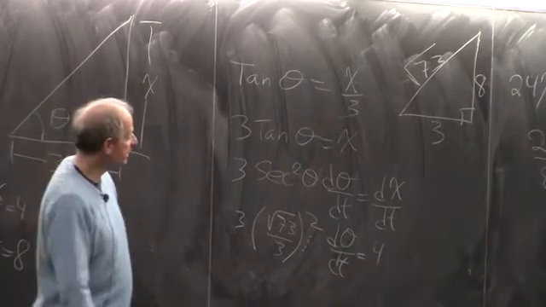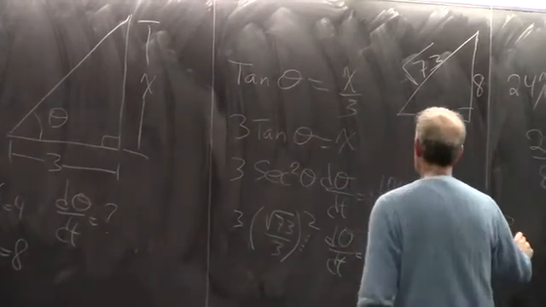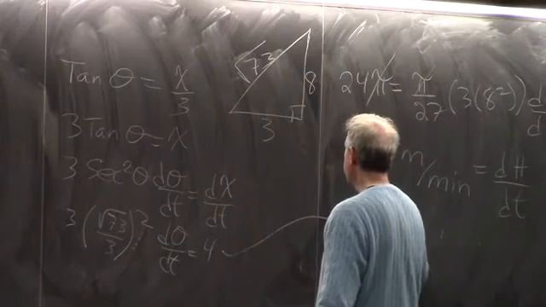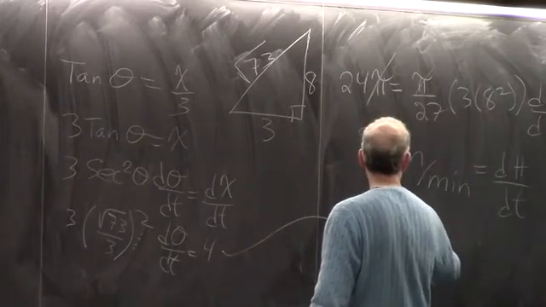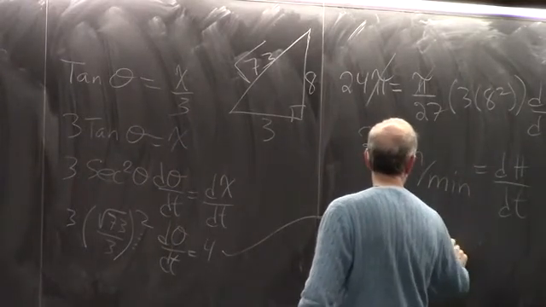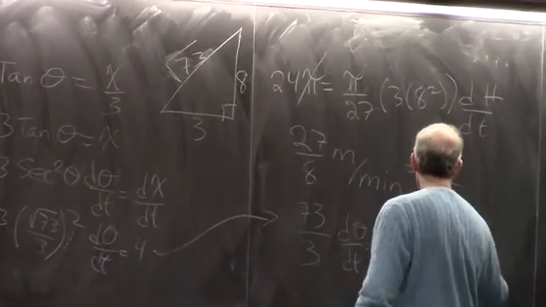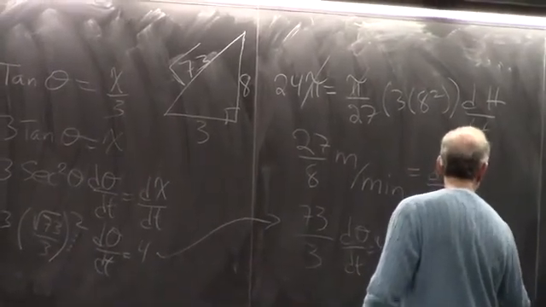So you do a little arithmetic, and you get 73 over 3 d theta/dt is 4. So d theta/dt is 12 over 73.